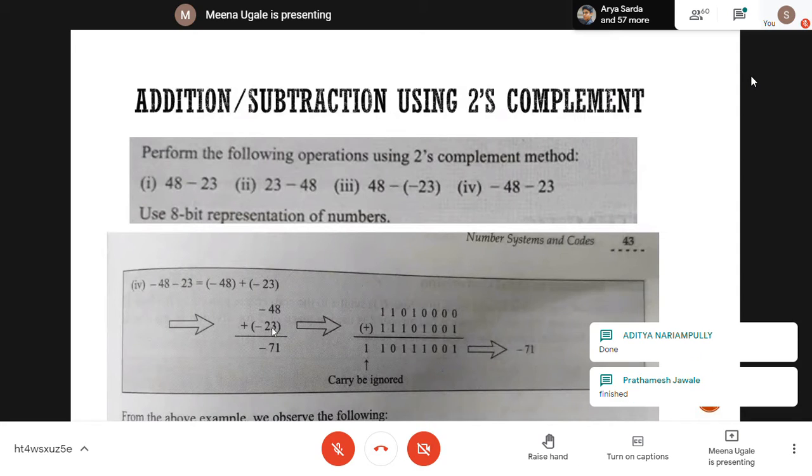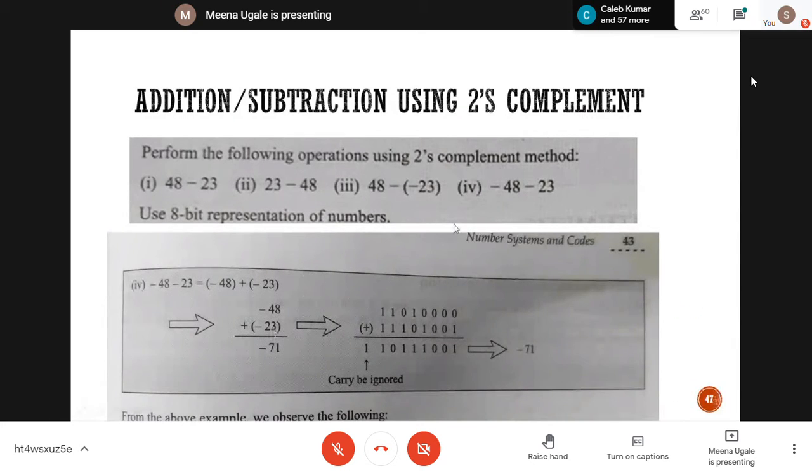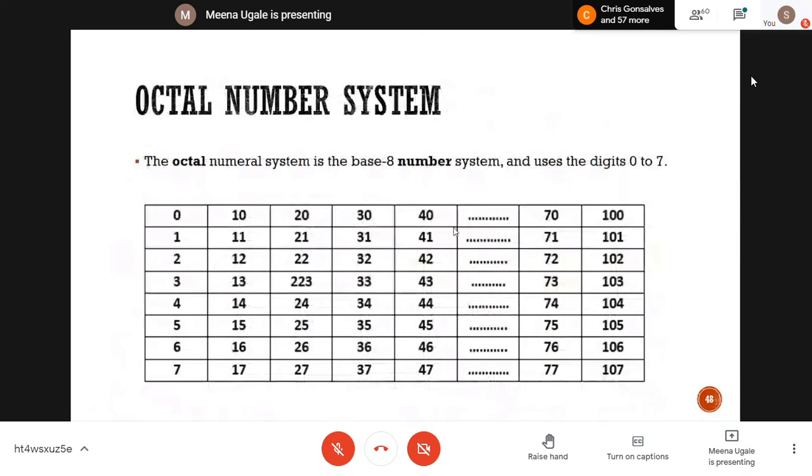So I hope you understood this 2's complement method. Those who are having doubts or need some practice, you can take any 2-3 examples at your side and try it afterwards. We will go with the next part now.